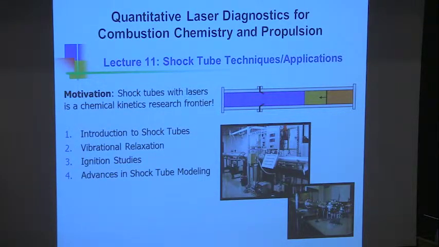These are just a couple of pictures that I have from Stanford, a couple of our different shock tube facilities. I'm going to give you an introduction, and I'll use a couple of examples for how we could study the vibrational relaxation of gases or their ignition, and I'll talk about some advances in how we model these facilities. So they're nearly ideal, not perfectly ideal. They're nearly ideal, and we're always working to make them better and better.